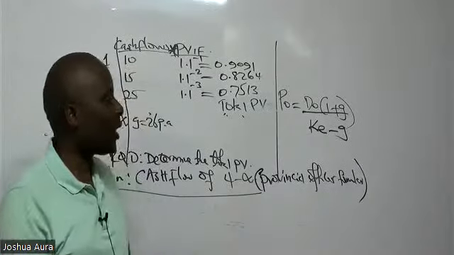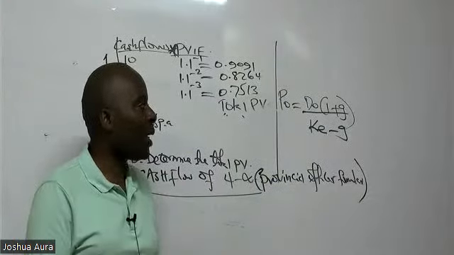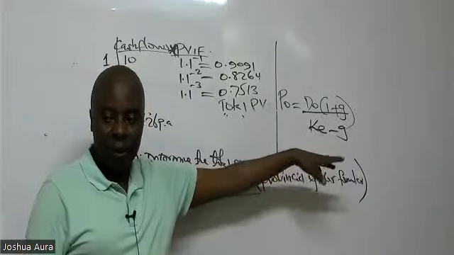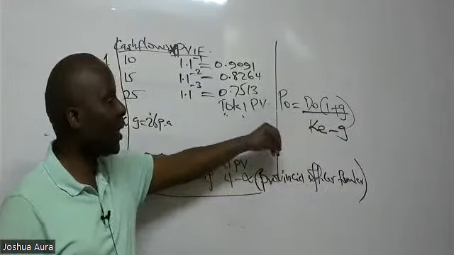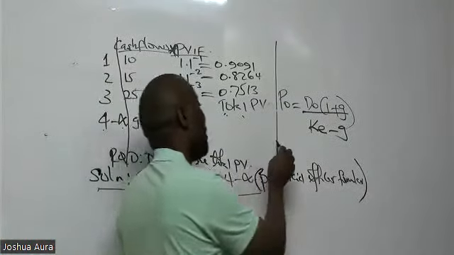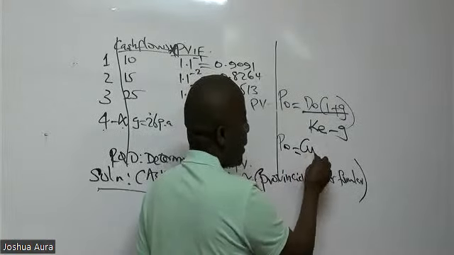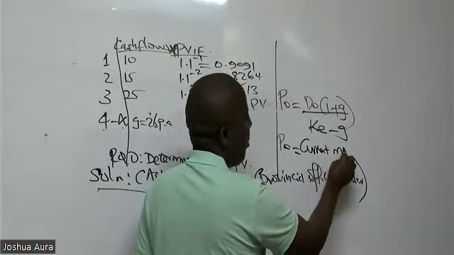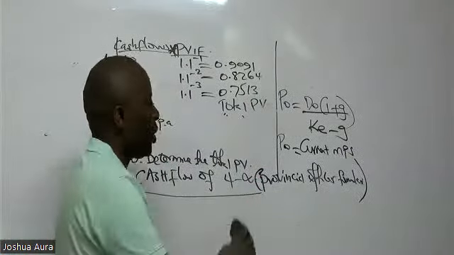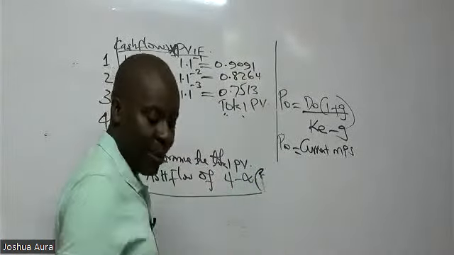Please, the formula for the provincial officer: P0 equals D0 into 1 plus the growth rate, all over Ke minus g. Ladies and gentlemen, please listen to me very well. For us, in this P0, the 0 means current. So this is the current market price per share. That is our P0.